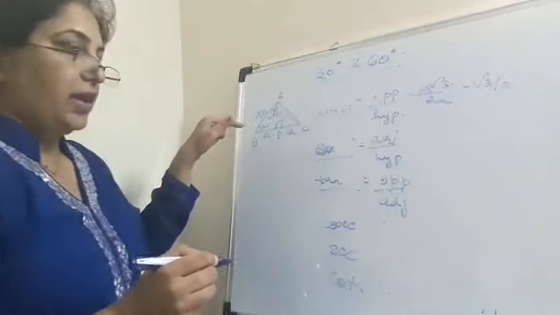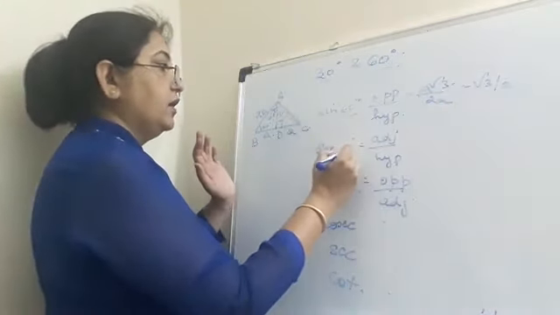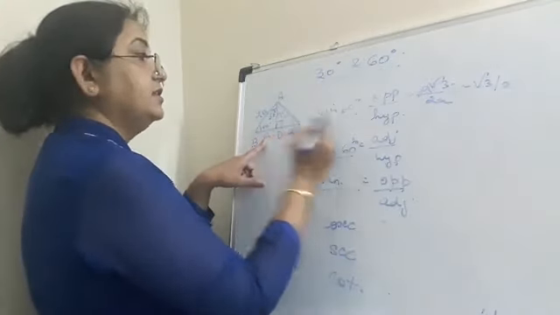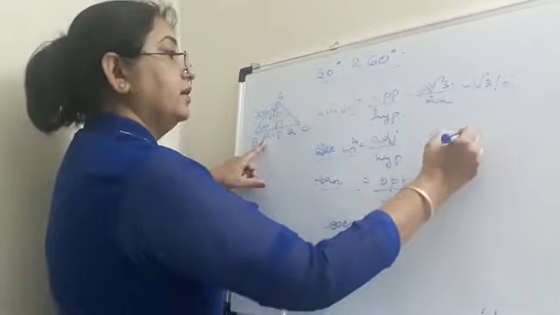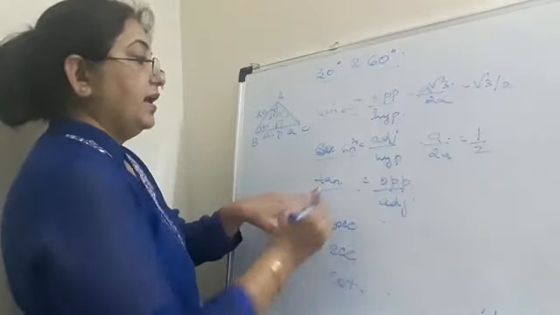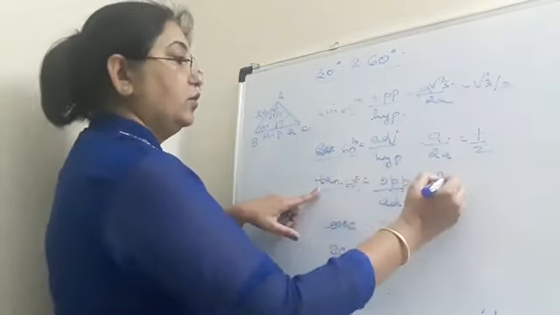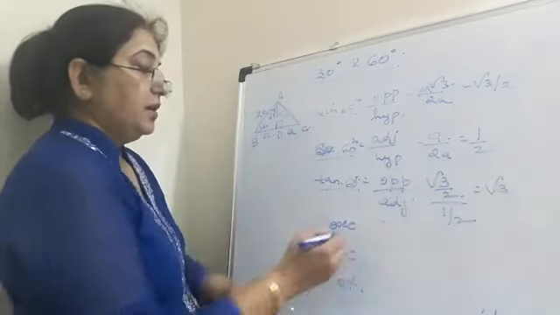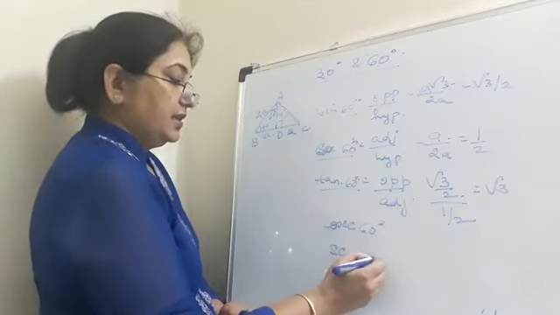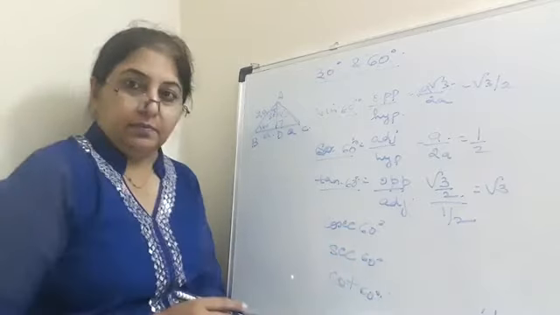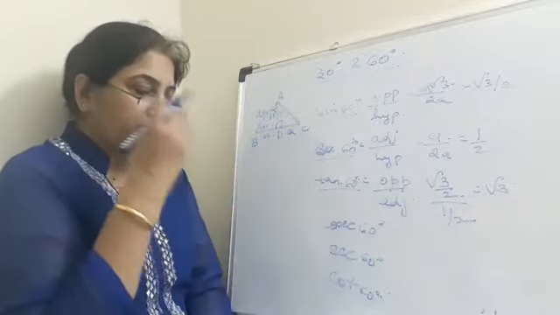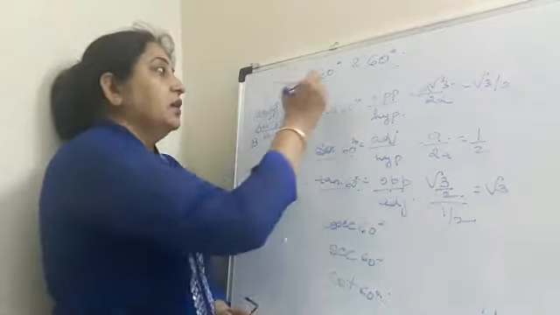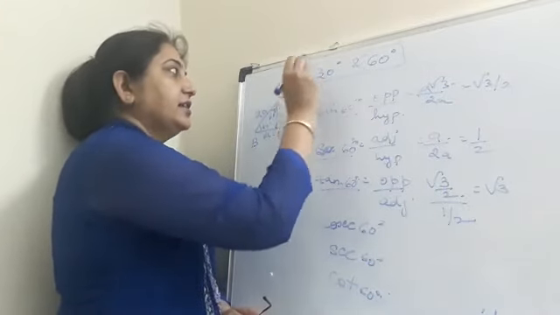Once you understand this whole explanation, values you can substitute. Cos 60 will be adjacent upon hypotenuse, so for cos 60 this is adjacent, so A upon 2A, that is 1 by 2. Tan 60 will be equal to root 3 by 2 upon 1 by 2, which is root 3. Similarly, you can find cosec 60, sec 60 and cot 60. So in this explanation we have done how to find all the 6 ratios for 30 degree and 60 degree.